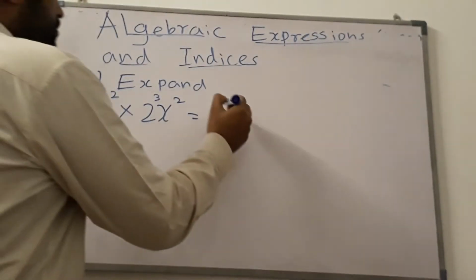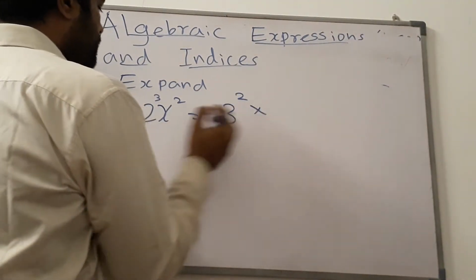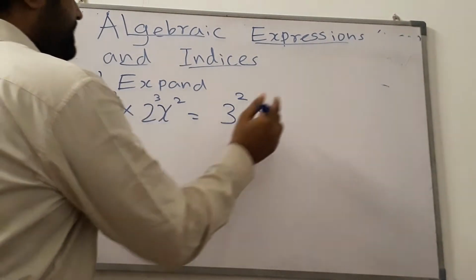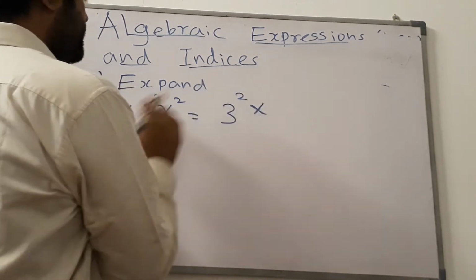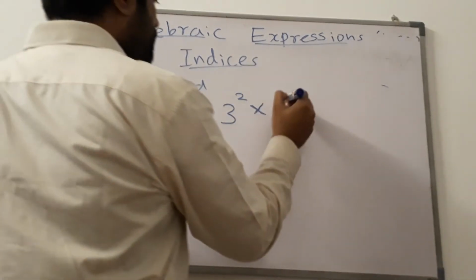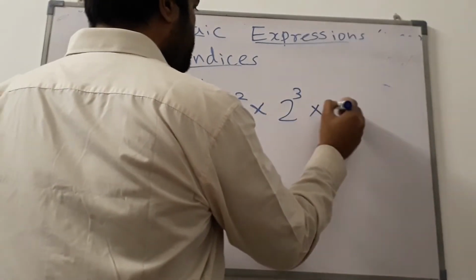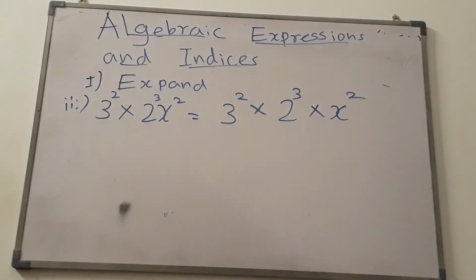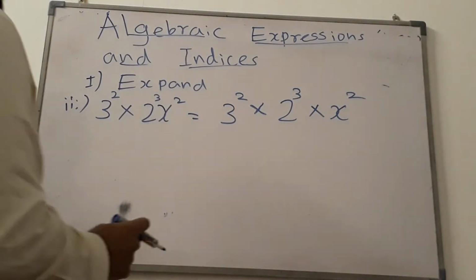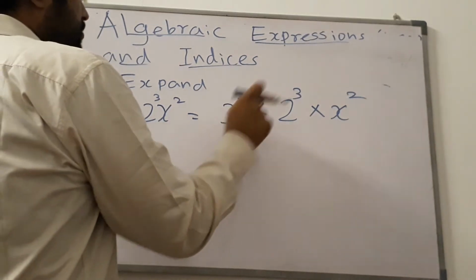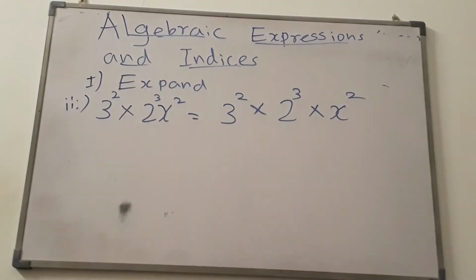3 to the power 2 times, I am going to break this, 2 to the power 3 times x to the power 2. This can be written as a product of 3 to the power 2, 2 to the power 3 and x to the power 2.